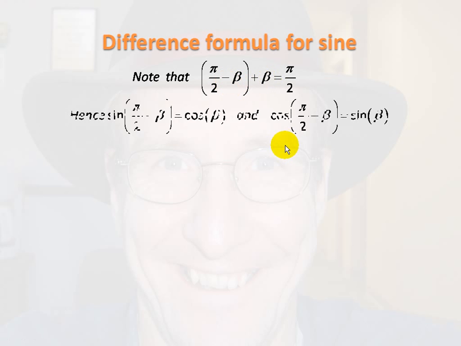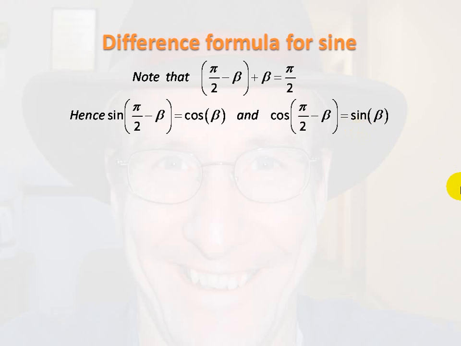Now, because that happens and because sine and cosine are cofunctions, the sine of pi over 2 minus beta is equal to the cosine of beta. And also cosine of pi over 2 minus beta equals the sine of beta. This is a property of cofunctions. Remember, if you have two angles, A and B, and if those two angles add up to pi over 2, then sine of A equals cosine of B.